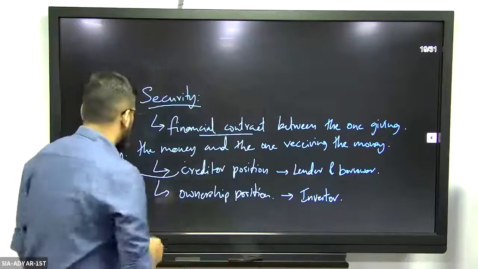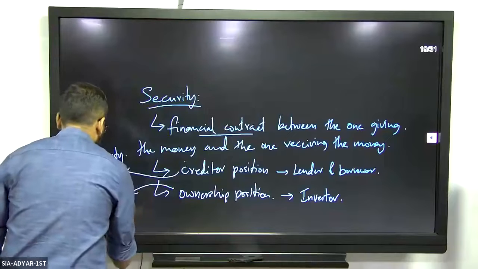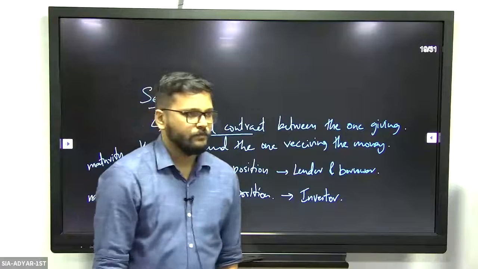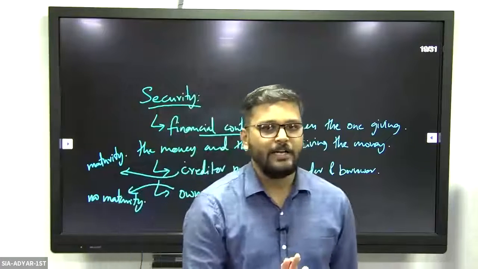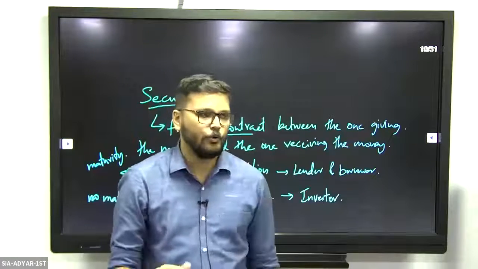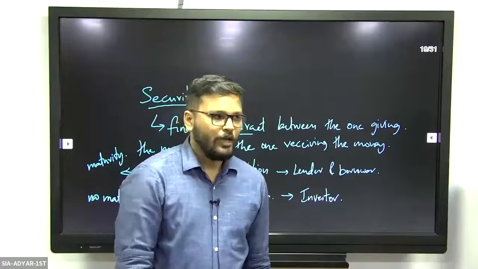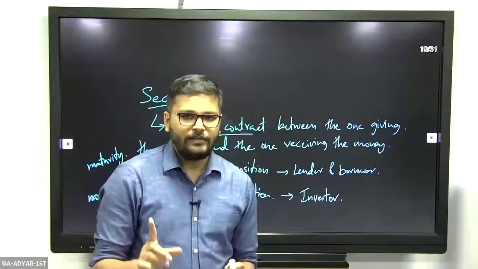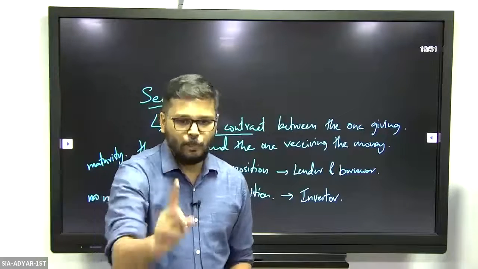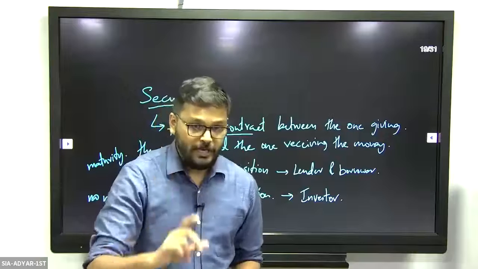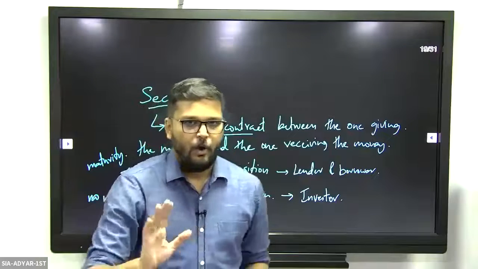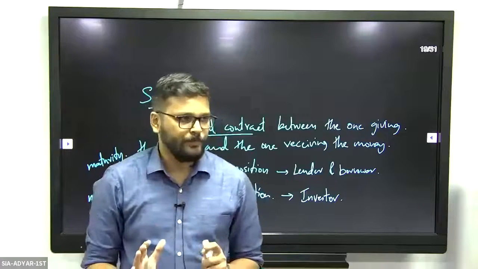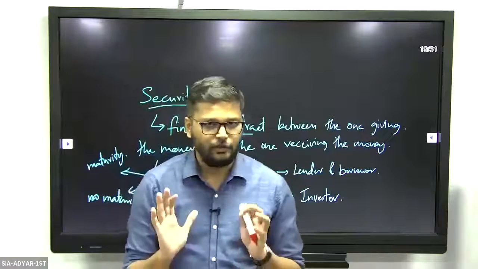But when it comes to ownership position, there is no maturity, which means the money that you give will never come back to you from the company. The company doesn't owe you that money. You cannot go to the company and say, I gave you money, give it back. The company says, you willingly came and gave the money, for which I gave you an ownership position by giving you a share. All that I promised is, at the end of the year, if we make profit, we will share it with you. That is all they said.